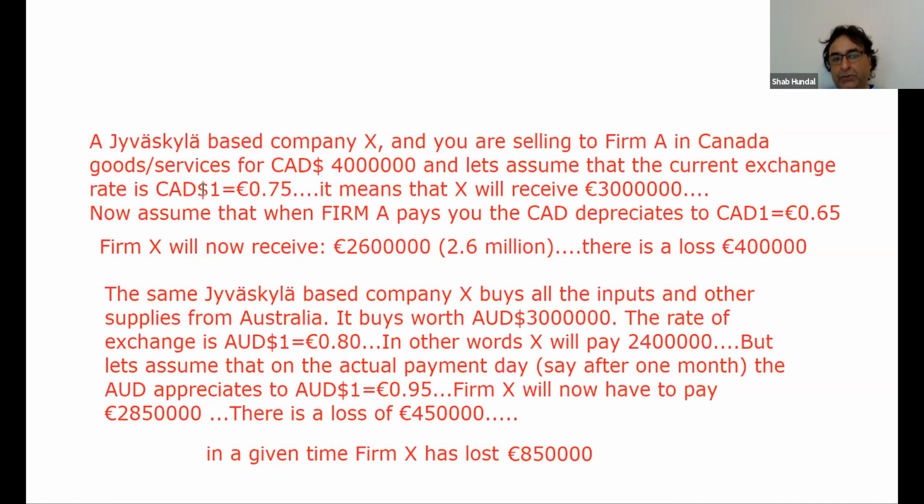Because if I put euro on the left side, then your one loss would be in Canadian dollars and the other loss would be in Australian dollars, and I can't compare them. How can I add X amount of Canadian dollars with X amount of Australian dollars? No, I want a common currency. And which currency? The home currency.